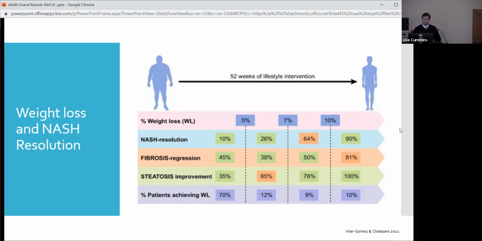But all hope isn't lost. Any weight loss you're doing is showing some improvement, okay? So you've got to keep encouraging them and keep trying to get them there, because steatosis improvement, even at 5 to 7%, at 65% is better than nothing, right? So don't let them get discouraged.